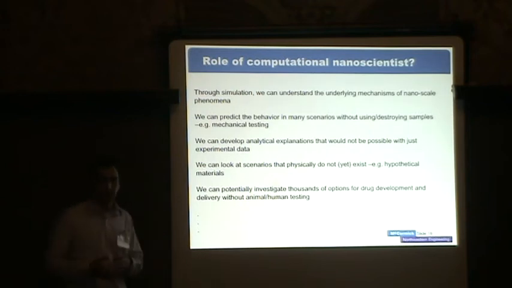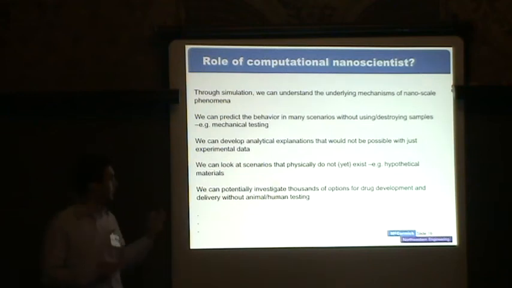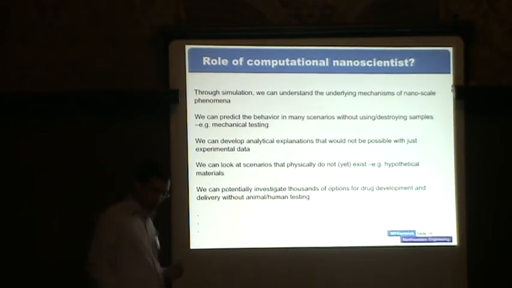Then the goal of the computational scientist is essentially, through simulation, to try to understand the mechanisms of nanoscale phenomena. We can do these without destroying samples. We can come up with some analytical descriptions and look at scenarios that don't even physically exist. For instance, we could look at a material that doesn't exist in nature, observe a phenomenon, and then try to mimic it in the lab. And this is something that can be exploited further. And then you can also potentially investigate many different drugs and mechanics problems without actually trying to test them.